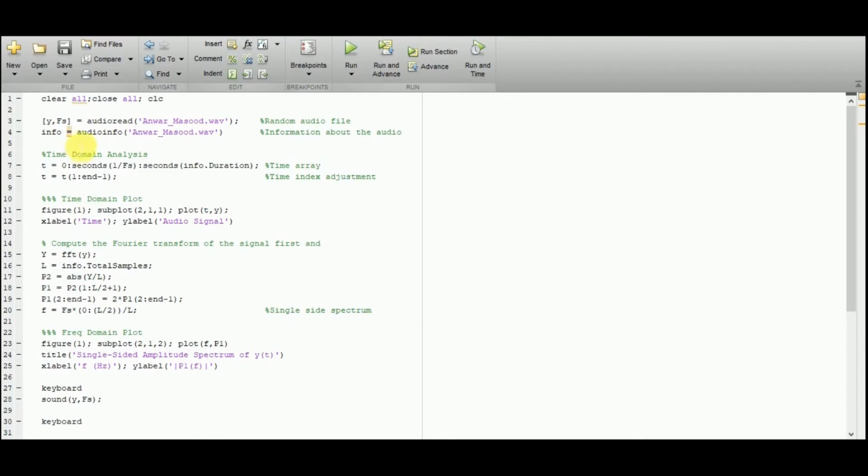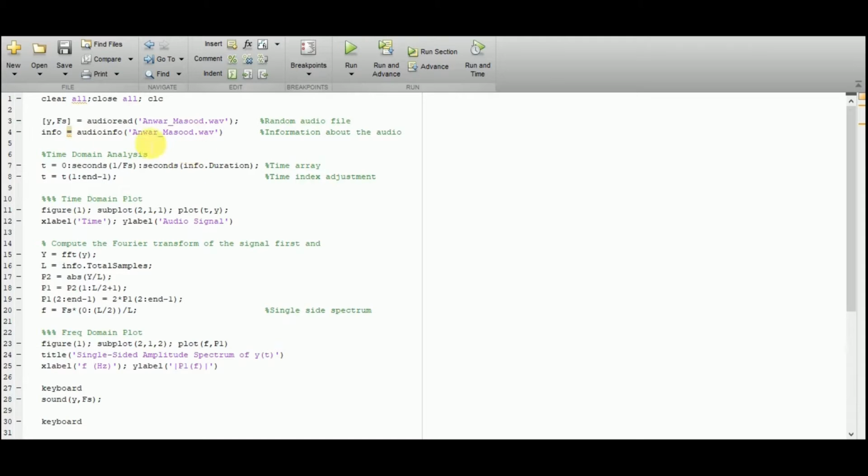In the next line, I would need some further information about the audio file, so I would use audioinfo and the same file. This is going to give me the duration of the audio file and whether it is mono or stereo, that is the number of channels, sampling frequency, and some other parameters.